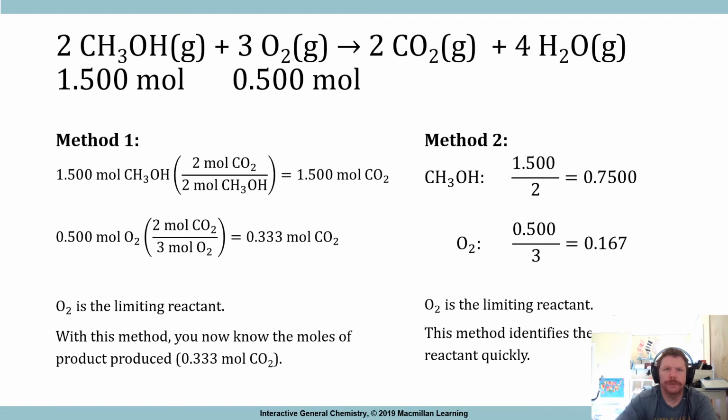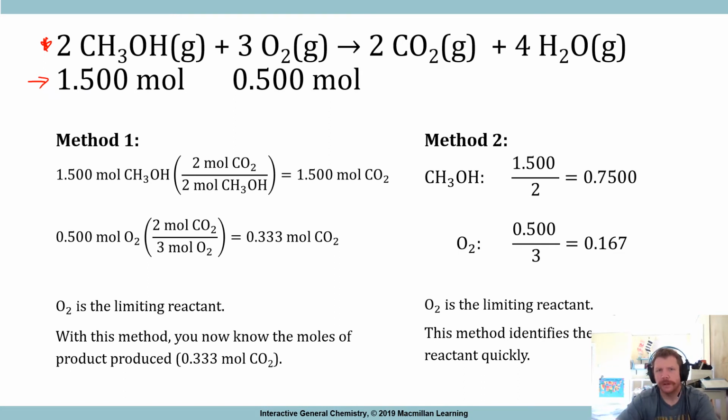Okay, so here is an example. The first thing that we're presented with is our balanced chemical reaction. Our balanced chemical reaction says 2 moles of CH3OH reacts with 3 moles of O2 to produce 2 moles of CO2 and 4 moles of H2O. Now this would be the information that would be provided to you. A hypothetical: 1.5 moles of CH3OH and 0.5 moles of O2.